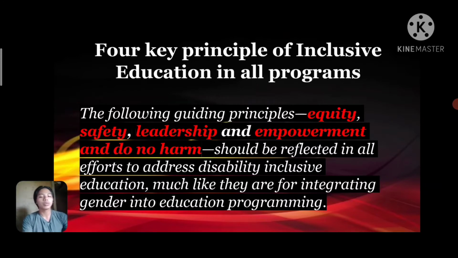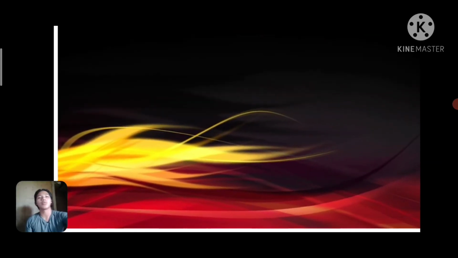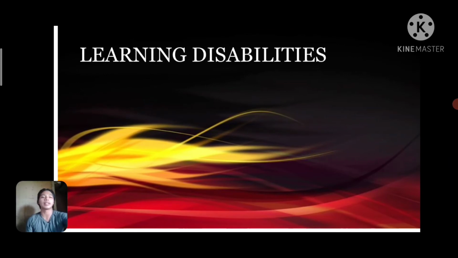Do no harm. To address do no harm, education programming should analyze whether an education system currently has the capacity to teach and support the diversity of learners in the classroom, and look to strengthen the entire education system. So, leadership and empowerment: it is the ability of the educational institution and its system to lead and shape the learners to be at their best.